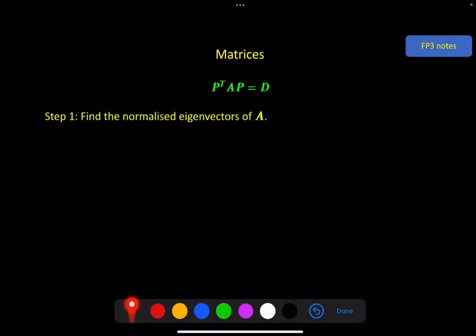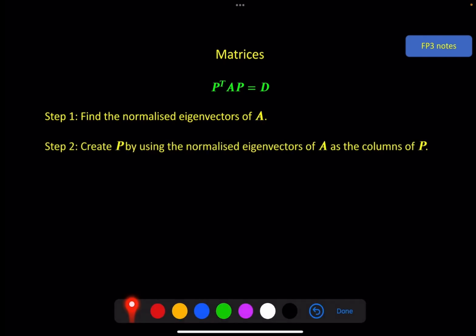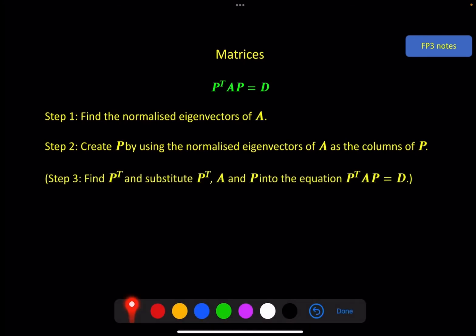And that is written here step by step. Find the normalized eigenvectors of A, create P using those eigenvectors as the columns of P, and it won't matter which order they go in. We'll come back to that at the end of the video. Then step 3, find the transpose, substitute these into the equation, and find D. And you'll notice I put this one in brackets, because actually there's a slightly easier, quicker way to do that last step, to find D once you've found P, but we'll come back to that at the end. We're going to go through this process in order to realize what that quicker way is.